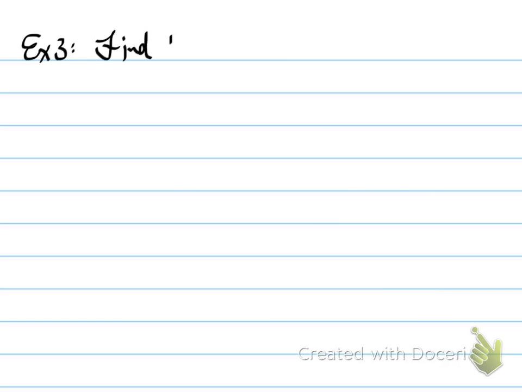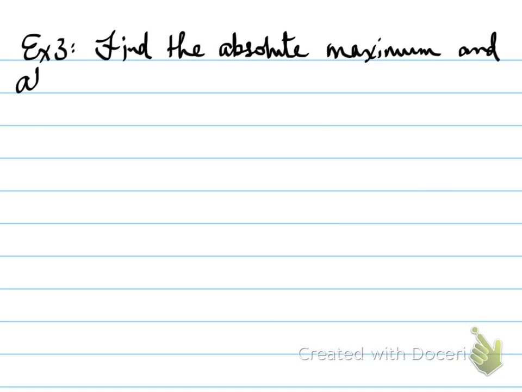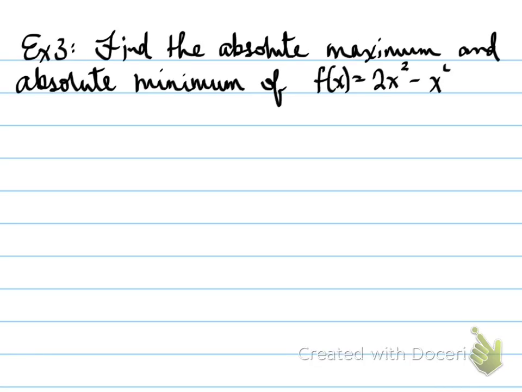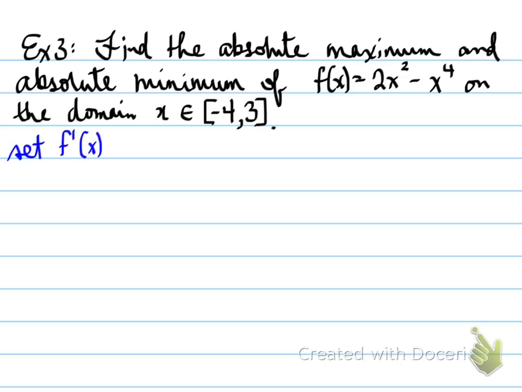Alright, example number 3. Find the absolute maximum and absolute minimum of f of x is equal to 2x squared minus x to the power 4 on the domain x belongs to negative 4 to 3, the interval from negative 4 to 3, inclusive of those values.